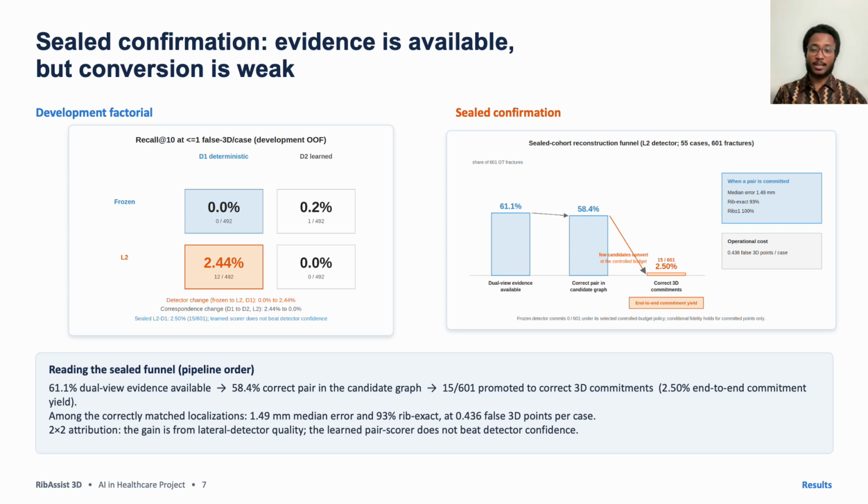When the system did commit, it was actually accurate. The median localization error was about 1.49 millimeters, 93% were placed on the correct rib, and the system averaged around 0.43 false 3D points per case. The main takeaway is that the information is there, but the system still struggles to confidently convert available candidates into correct 3D constructions.